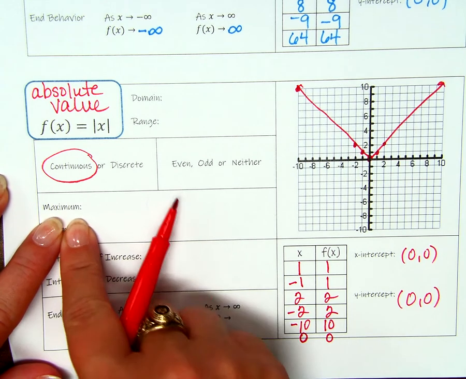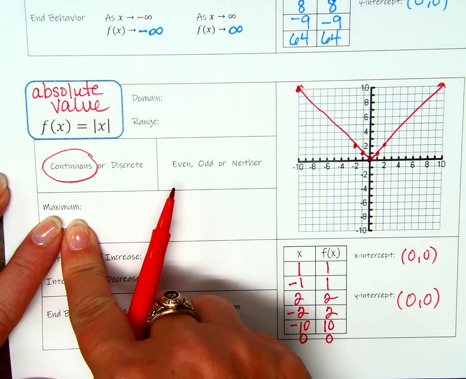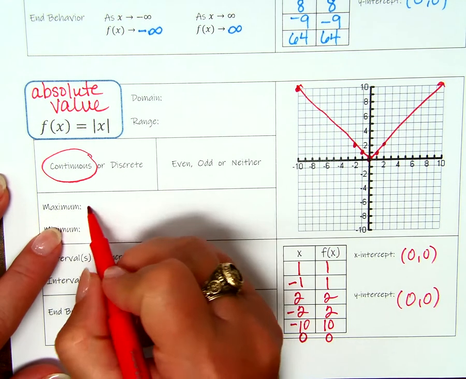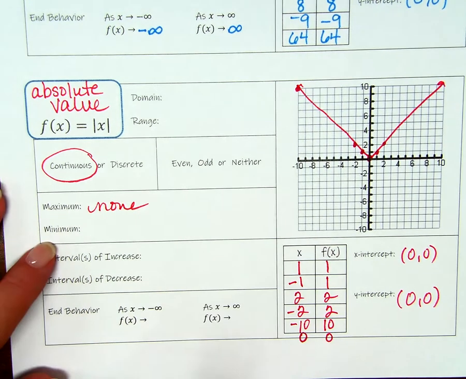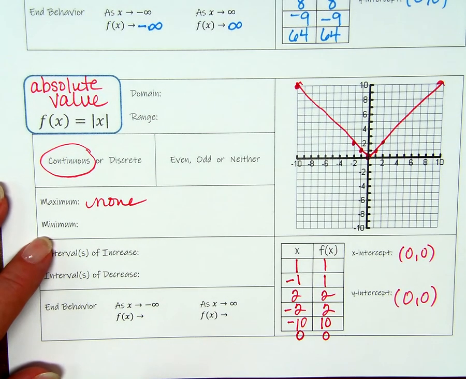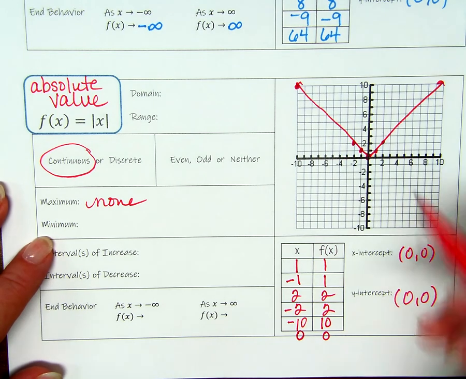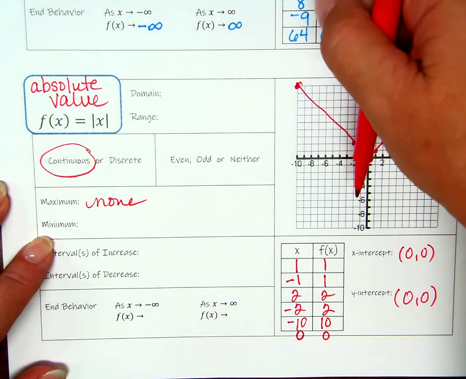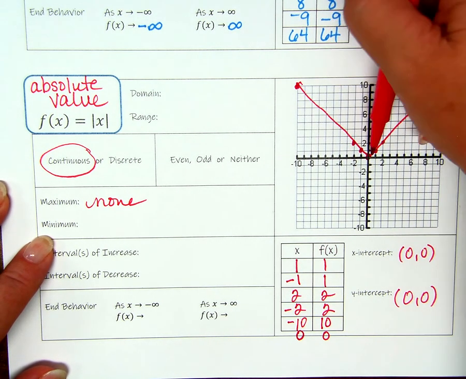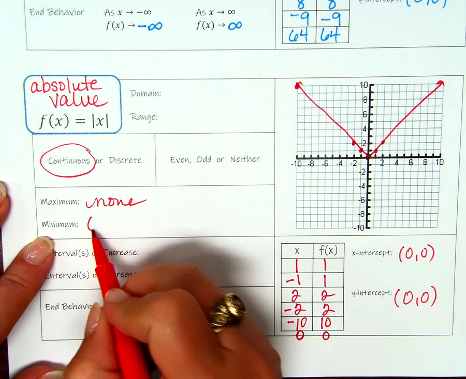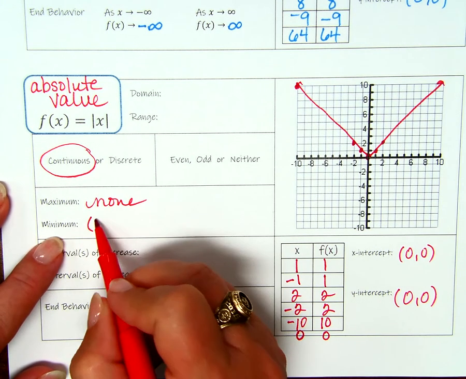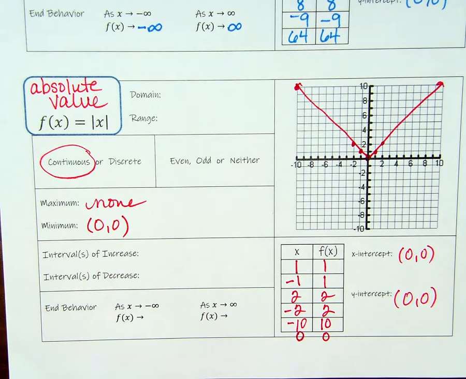So if it goes to infinity, it doesn't have a maximum value, does it? Okay. Where is its minimum value? Oh, it is. You're right. Doesn't it stop? It doesn't go all the way to negative infinity, does it? It stops at 0. So the point where its minimum value is 0, 0.